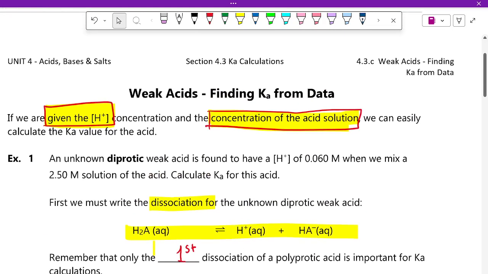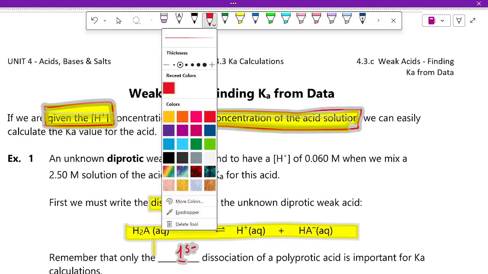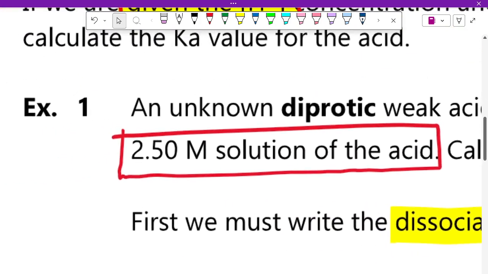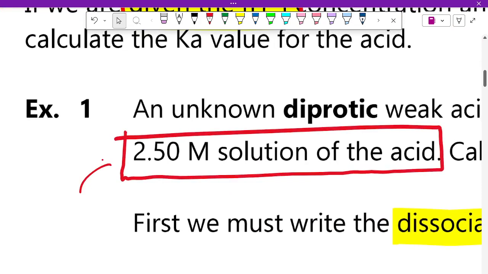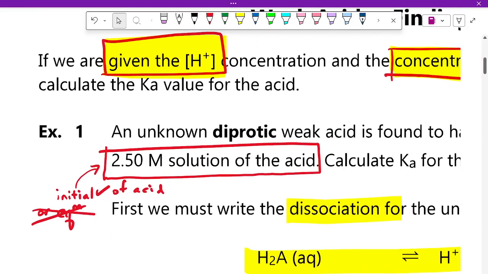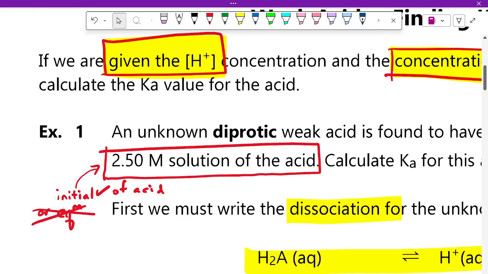Is this concentration of the acid, is that concentration the initial or is it the equilibrium? It is the initial concentration of the acid. Always initial concentration of the acid when it's given in the question.